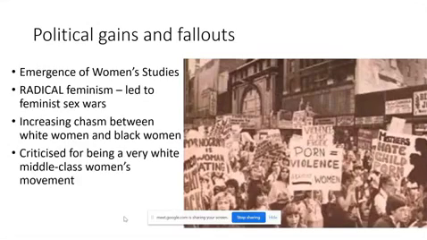And it was also criticized for being a very middle-class women's movement. For instance, if middle-class white women were fighting for their right to work, to enter the public sphere, there were Black women who were fighting for their right not to work because they were overworked. Right.